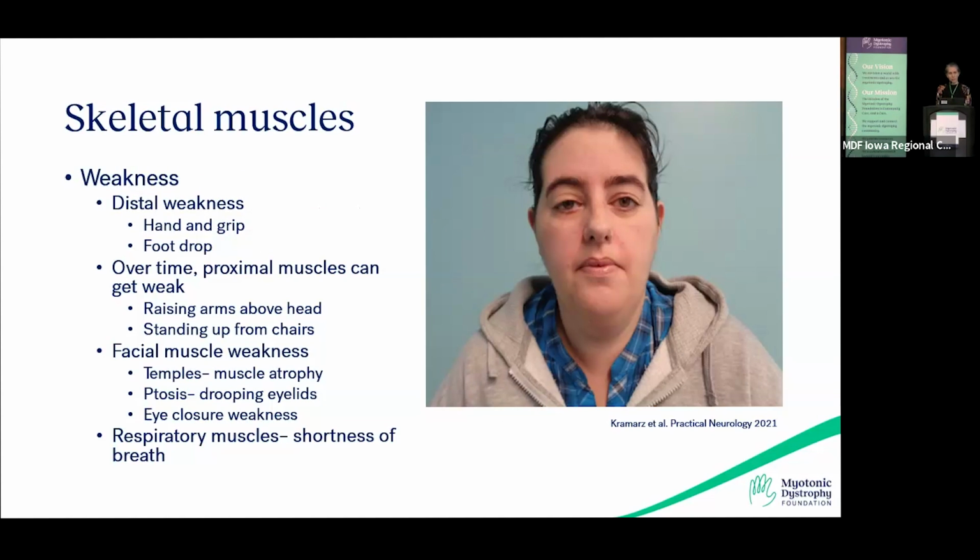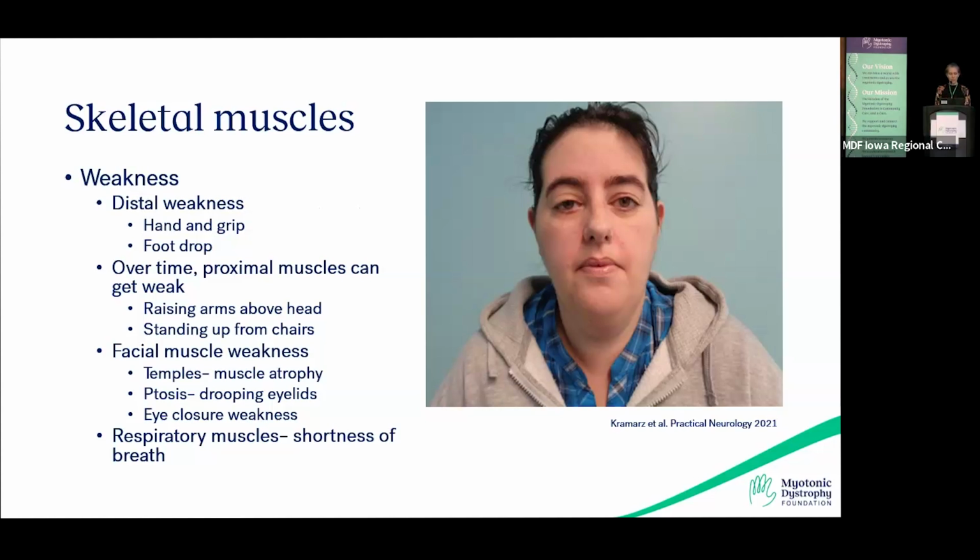Over time, proximal muscles can get involved, and these muscles are responsible for raising our arms above our head or helping our legs stand up out of a chair. Facial muscles can get weak. So the muscles along the temples on the side here can also start to get weak and atrophy, or kind of get smaller. And that can cause kind of a sunken look with the temples.